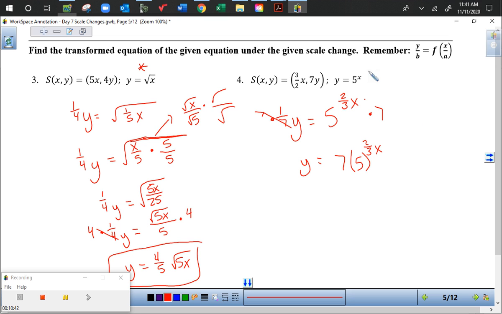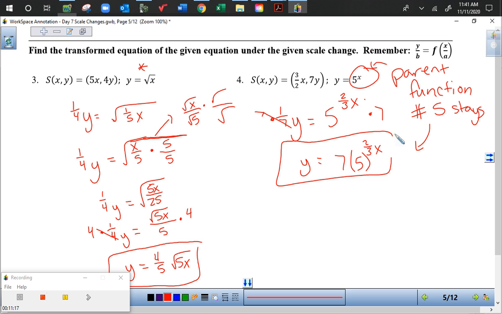Okay, so make yourself a note here. My parent function had a 5 in it, and so I'm going to have to end up with something with a 5 in it. It has to stay all the way through. If I'm thinking purple note card, this 5 will not be part of my steps. The 7 is my vertical something, and the 2/3 would be my horizontal something. The 5 is just the base.